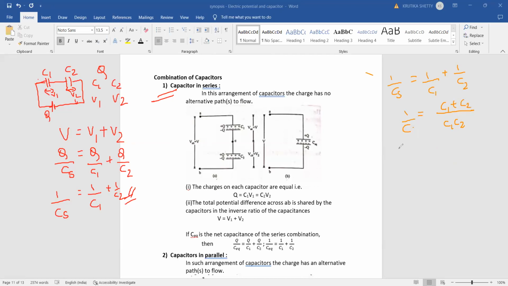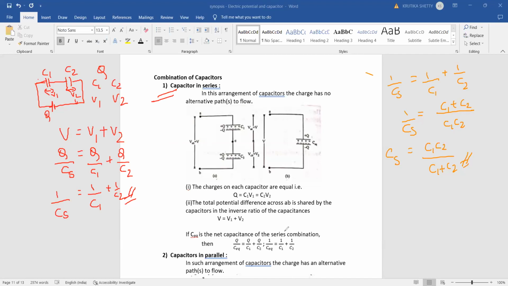1 upon CS is equal to, therefore CS is equal to, it becomes the reciprocal, right, C1 into C2 upon C1 plus C2. So you can remember whichever one you like. But it is better to remember 1 upon CS, because during exams you may get confused whether the plus is in the numerator or the denominator. So whichever is convenient for you, you can remember that one.